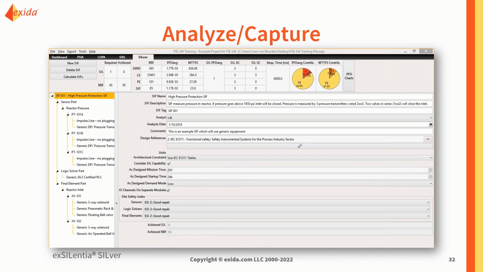A lot of people, whenever they do SIL verifications, actively ignore the SIL architectural constraint, especially the SIL systematic capability. They just don't even treat it as existing. In that case, you are not really compliant with IEC 61511, even though you did the PFD average calculation.